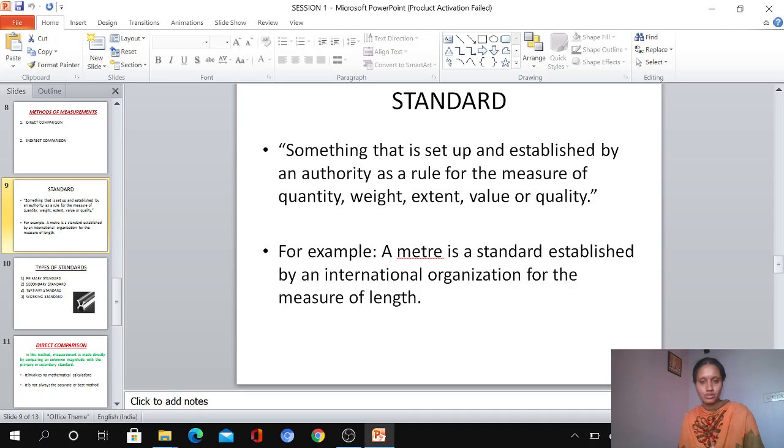So this is the instrument. Everyone internationally should follow this instrument for measuring meters, and this is the procedure. Everyone should follow that. See, for example, a meter is a standard established by an international organization for the measure of length. So to measure length, the standard is the meter. So meter is the standard.